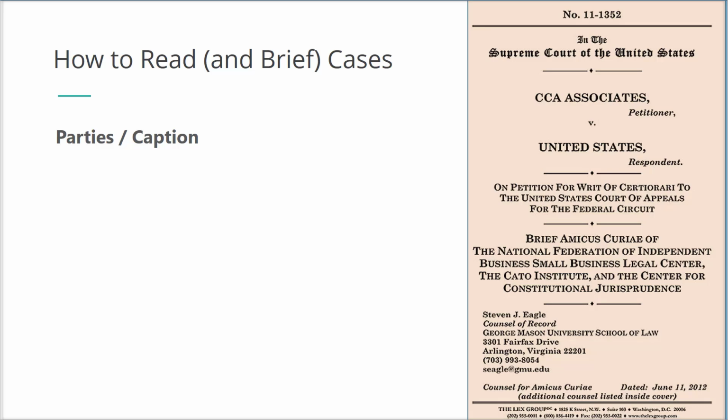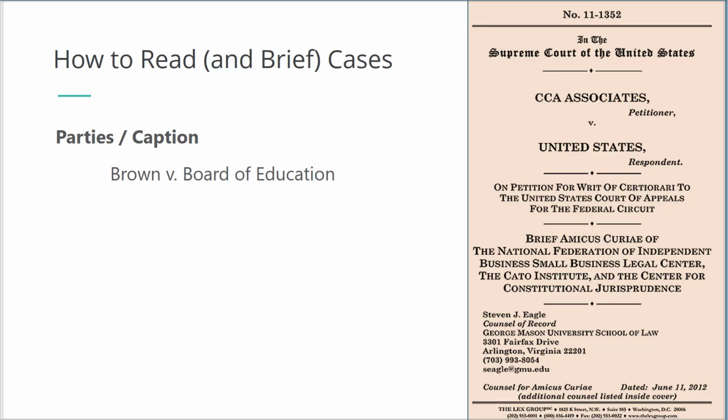The first element of a case, and accordingly also a brief, is the title of the case, which consists of the names of the parties. This is also known as the caption. For example, this could be Brown versus Board of Education or Miranda versus Arizona, and so on. The caption usually tells you the last names of the person who brought the lawsuit and the person who is being sued. These two sides are often referred to as the parties or as the litigants in the case.